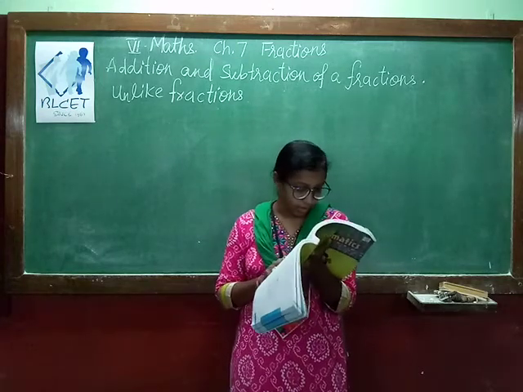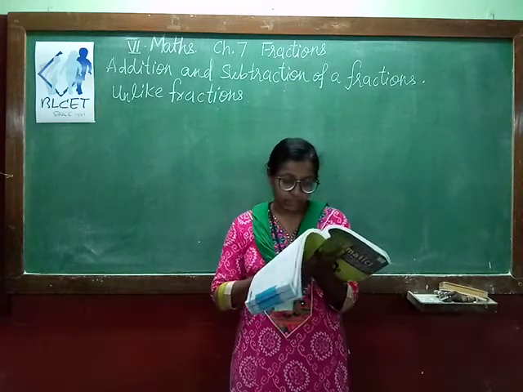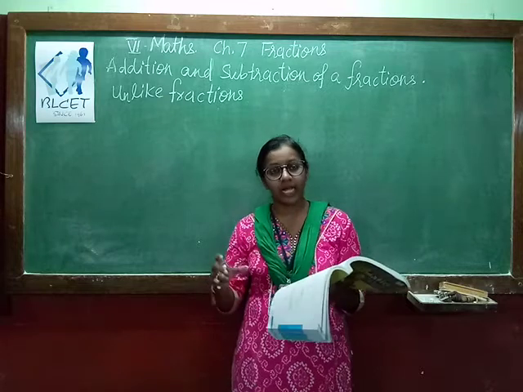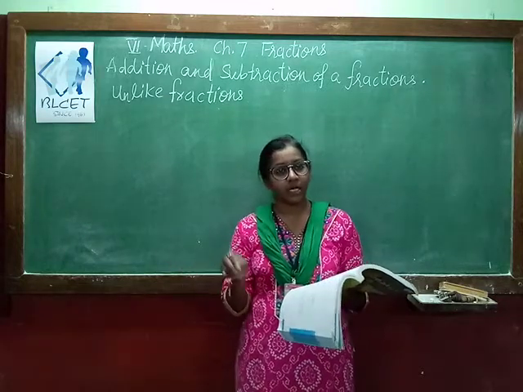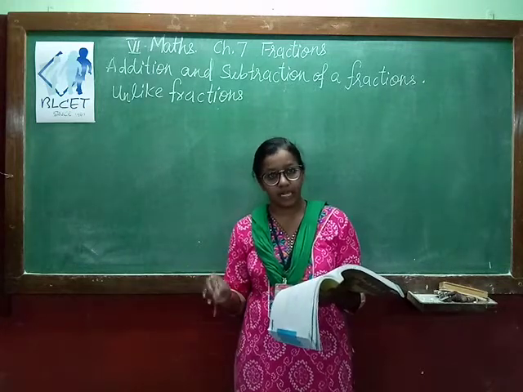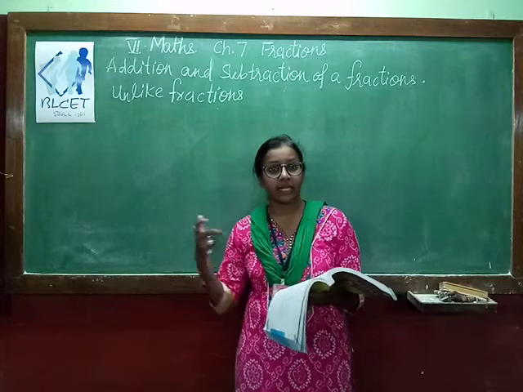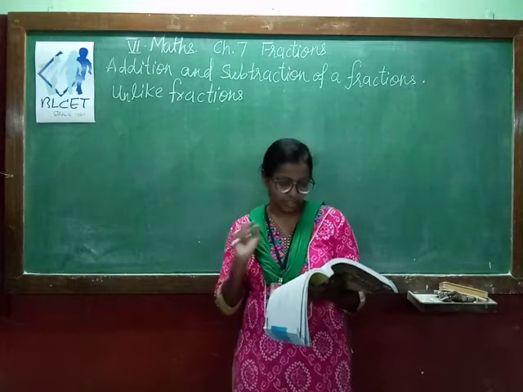When we have to add or subtract fractions, we first find equivalent fractions with the same denominator. Means whatever unlike fractions are given to you, you have to first convert them into like fractions by making the denominator same. Means you are finding the equivalent fraction of that particular given unlike fraction.